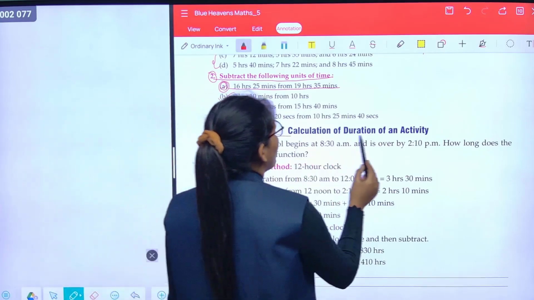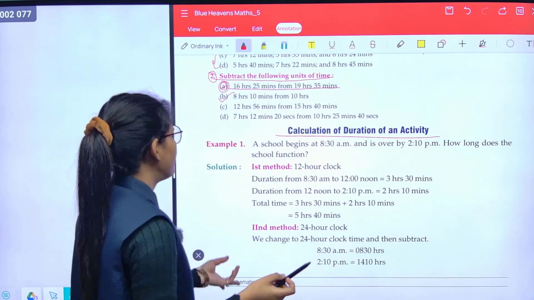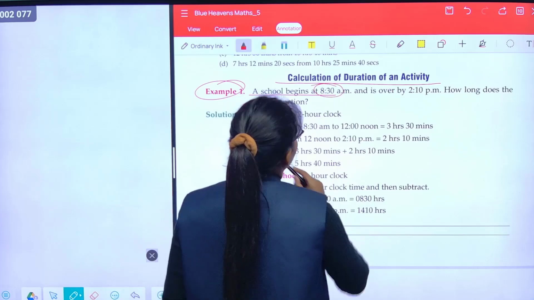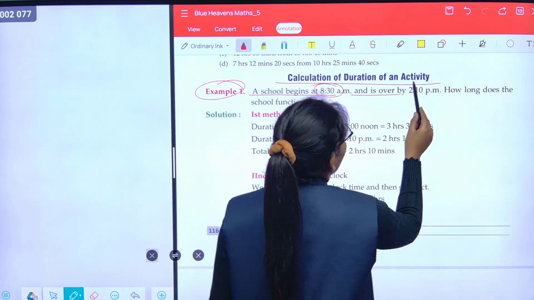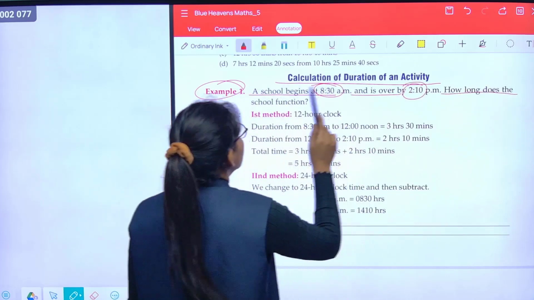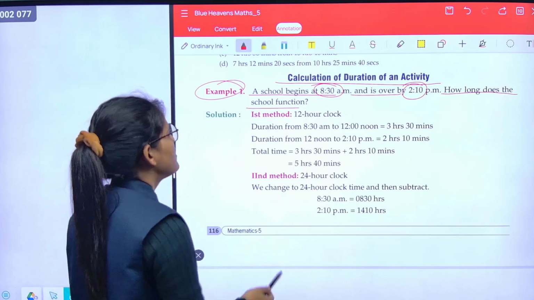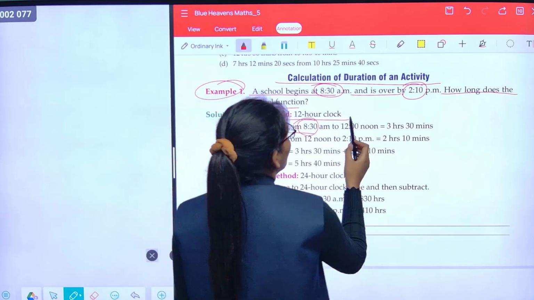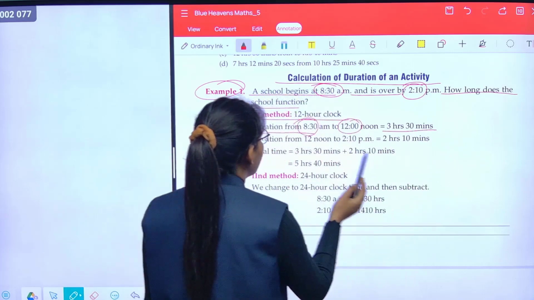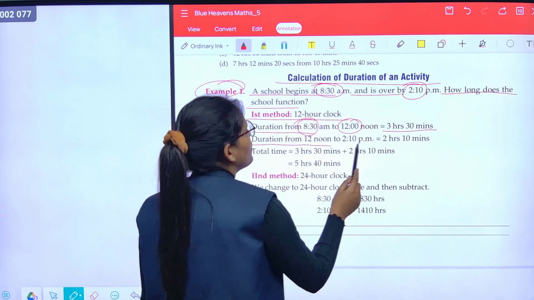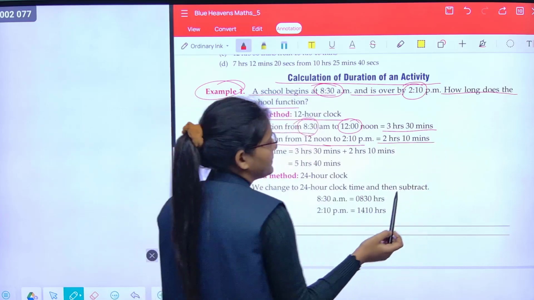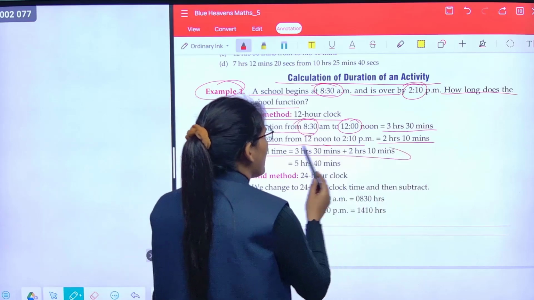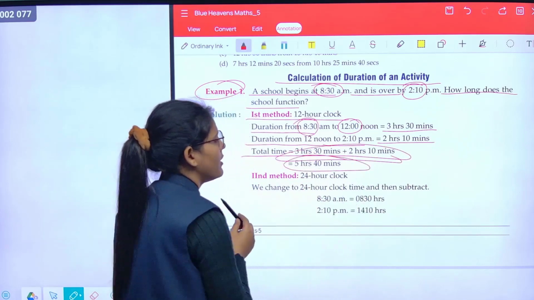Now calculation of duration of an activity. Now example number 1: our school begins at 8:30 am and is over by 2:10 pm. How long does the school function? First method, 12-hour clock. Duration from 8:30 a.m. to 12 noon is 3 hours 30 minutes. Duration from 12 noon to 2:10 is 2 hours 10 minutes. Total time, we added the hours, so 5 hours 40 minutes.